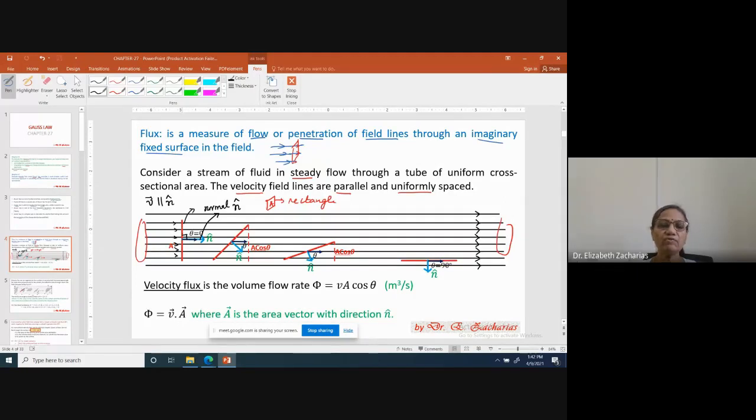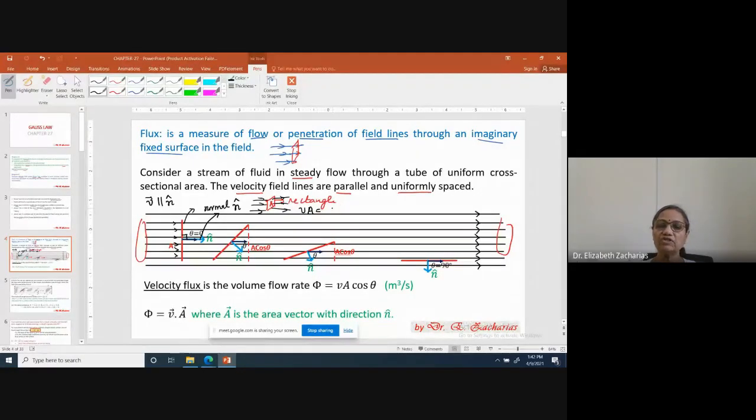Now, if I want to find out what is the fluid that has crossed this area, so water is flowing like this, what is the fluid that has flown through this area per second? If I want to find out the volume of fluid that has flown through this area per second, all I have to do is just multiply V into A. Just multiply velocity into A.